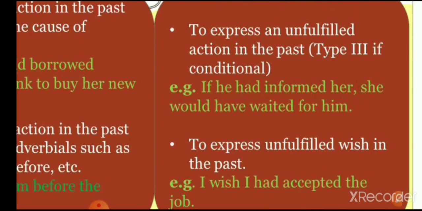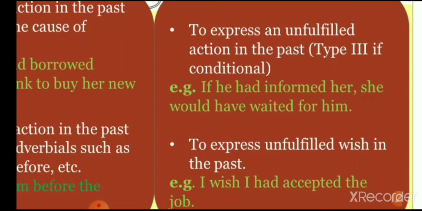To express an unfulfilled action in the past for type 3 conditional, we can use past perfect tense. If he had informed her, she would have waited for him. If he had informed her, this is the if clause, she would have waited for him. Main clause. So, in the if clause, for unfulfilled action in the past, we have to use past perfect tense.